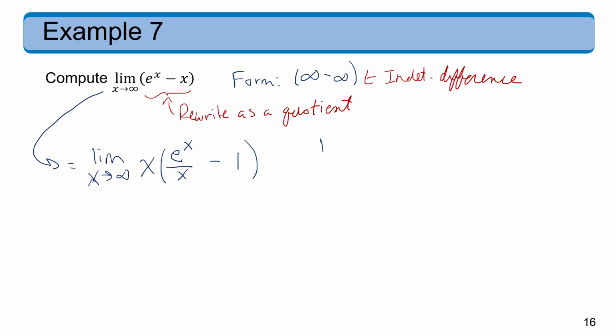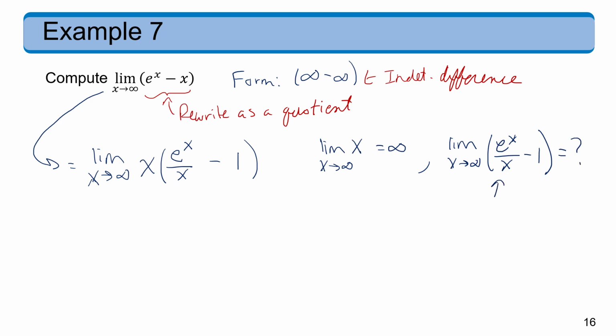The first factor is x, and that limit would be infinity. The second factor in our product is what's in the parentheses there, e to the x over x minus 1. We need to do some work to find that limit. So we'll break it into pieces. First, let's just find the limit of e to the x over x.